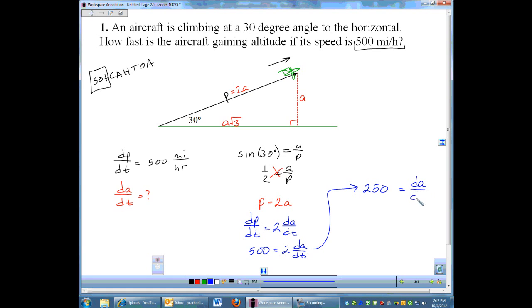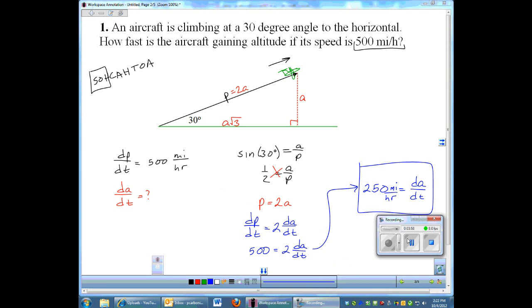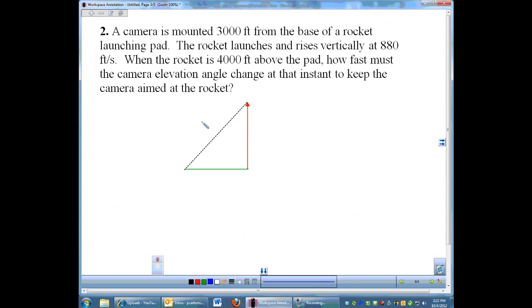And always remember to put in your units. So we have to think altitude would be measured in miles, and it's per time. So this is going to be miles per hour. So there's our answer. dA/dt is 250 miles per hour. Good? Good? All right, let's move on to the next one. They're going to get slowly more difficult.